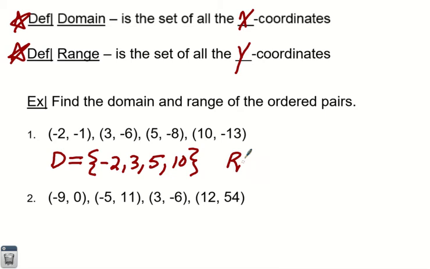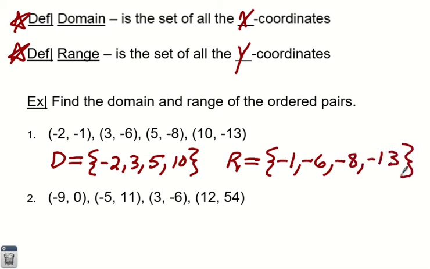But the range is all the y's. And again, don't be surprised if these would be in numerical order, because they're not right here. Number 2, same thing. You should try this on your own, probably. Pause.